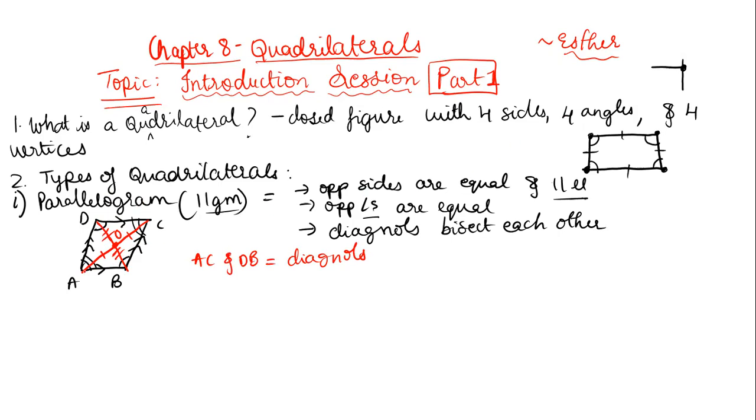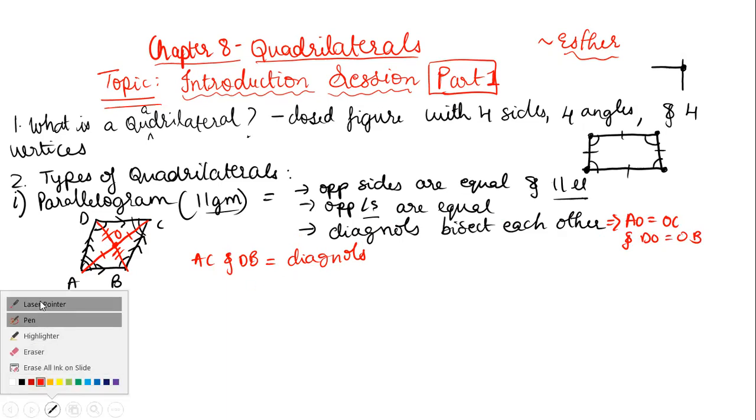So AO is equal to OC, and BO is equal to OD. That's the meaning of this line, that diagonals bisect each other. Clear? So these are the properties of a parallelogram. Briefly, I'm telling you.